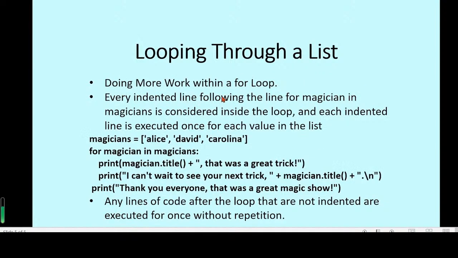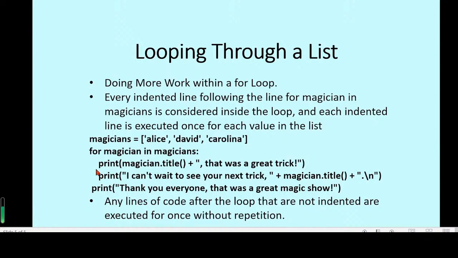Doing more work within a for loop. Every indented line following the line for magician in magicians is considered inside the loop, and each indented line is executed once for every value in the list. So for example, this is a magicians list. We can write a for loop, for magician in magicians. Then these two indented lines are considered inside the for loop.